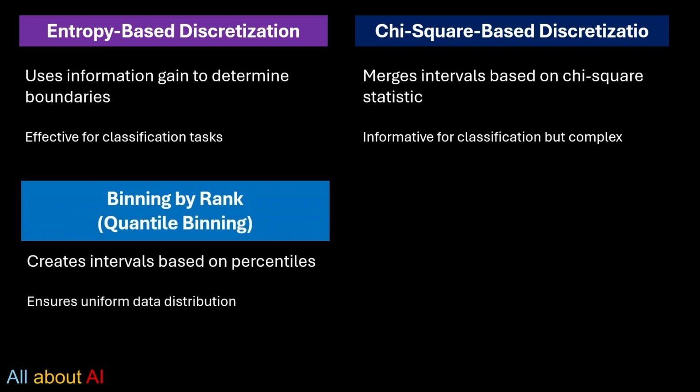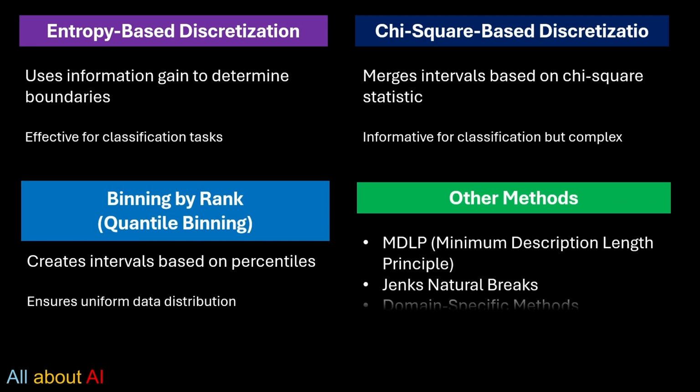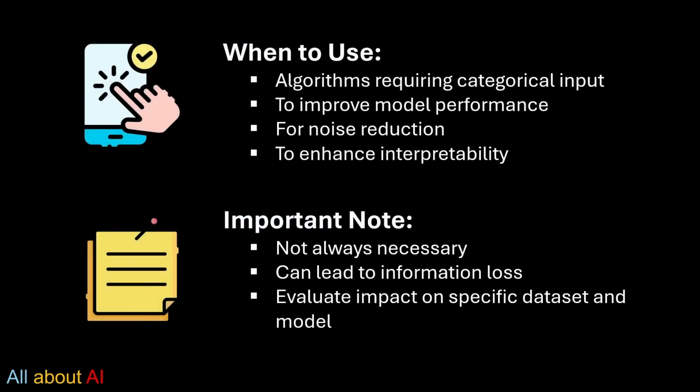Binning by rank. This is also called quantile binning. This creates intervals based on percentiles. This ensures the data is distributed uniformly. There are a few other methods like minimum description length principle, Jenks natural breaks, and there are also a few domain-specific methods. Now, when to use discretization?